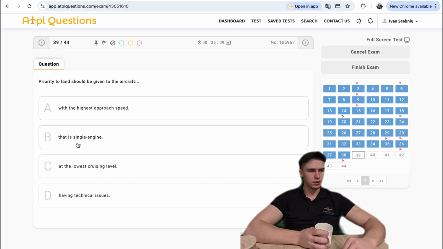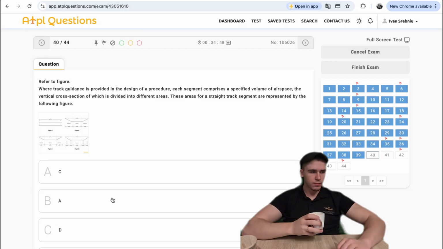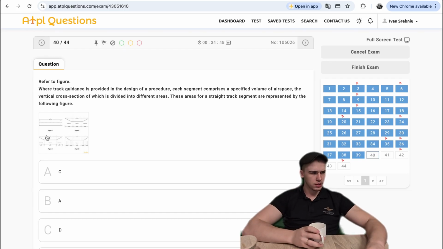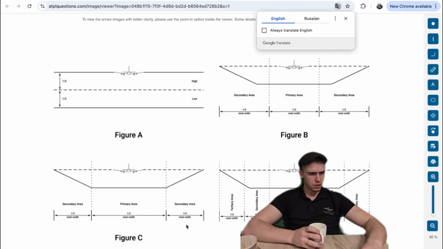Priority to land should be given to the aircraft... here is the correct: at the lowest cruising level? Cruising, no. Having technical issues, because safety first. Here is the correct one, C, I think, but let's look. Yeah, this one is correct. Primary area 1.2 and secondary area 1.4.